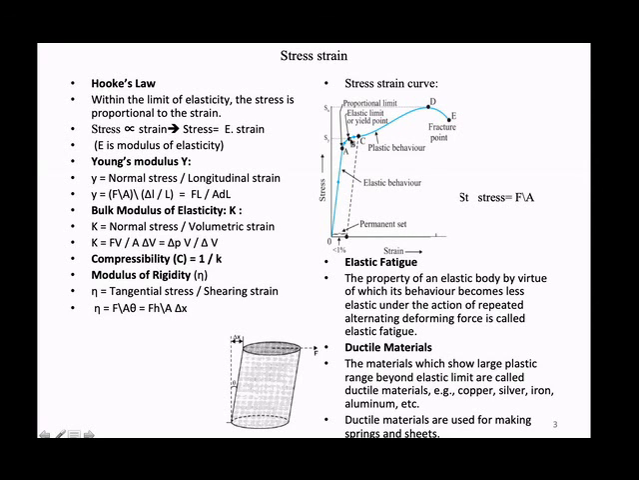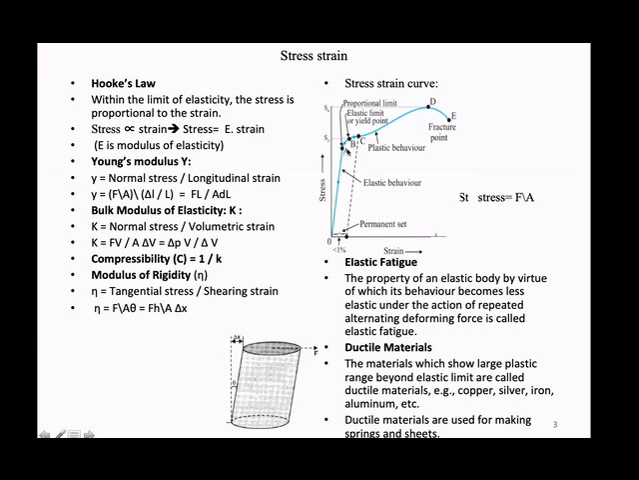But after this yield point, if I increase the stress further, it will still retrace back, but not along this line. It will retrace back like this. That means a permanent deformation will be there. Suppose this is L. If I go beyond the stress limit of the material, it will become L plus delta L. Next time when I do the experiment, it will be L plus delta L. Like that, permanent deformation will be set in if you cross this limit.